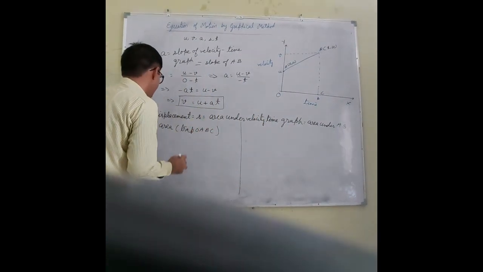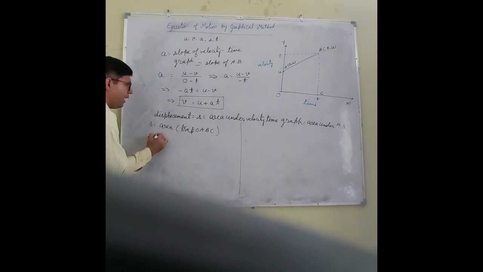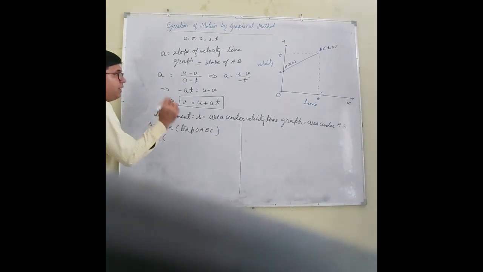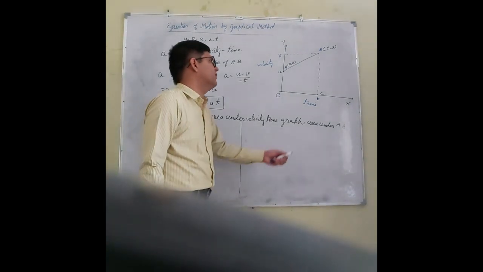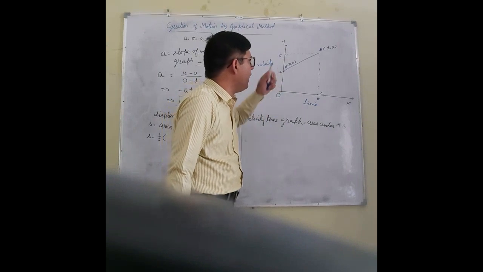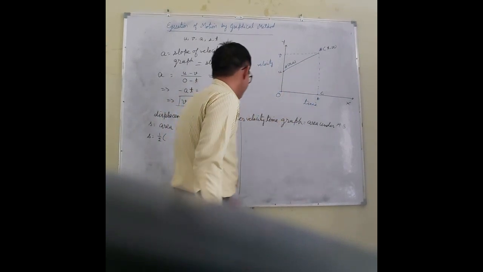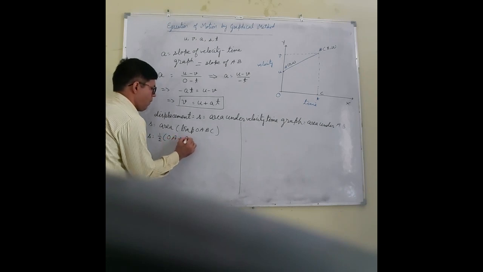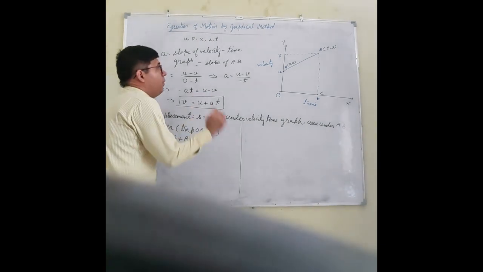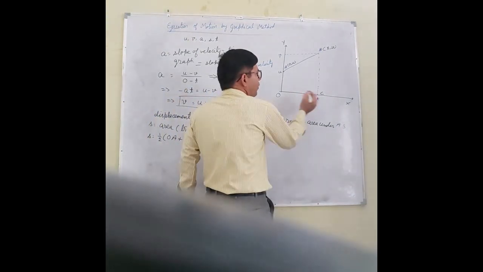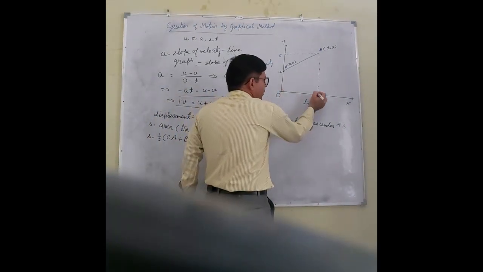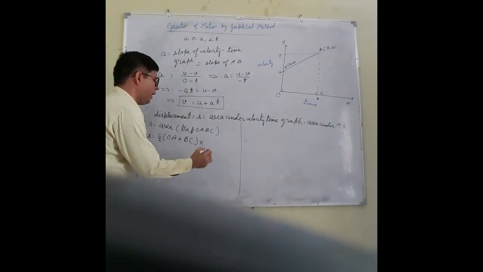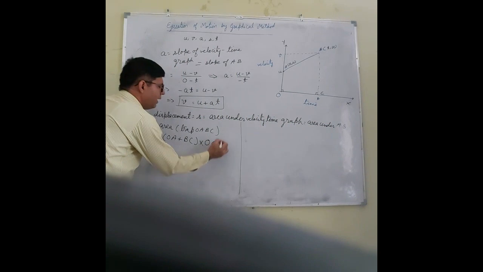OABC. And what is the formula of area? The formula of the area is half multiplied by the sum of parallel sides. What are the parallel sides? OA and BC, multiplied by the height. What is the height? OC. Why is OC the height? Because OC is the perpendicular, and the perpendicular is called the height.